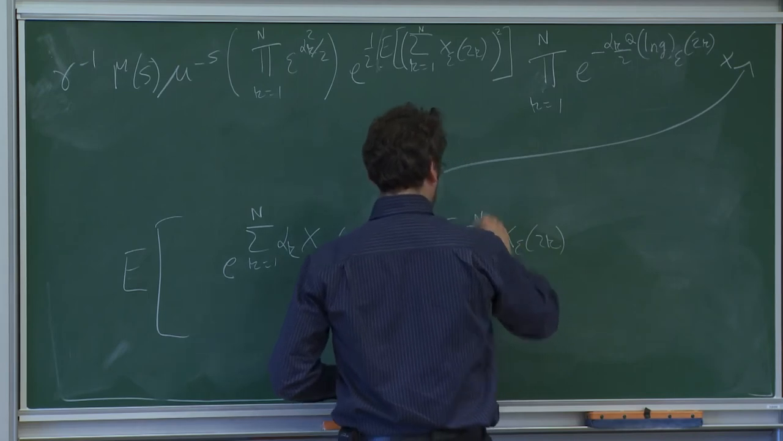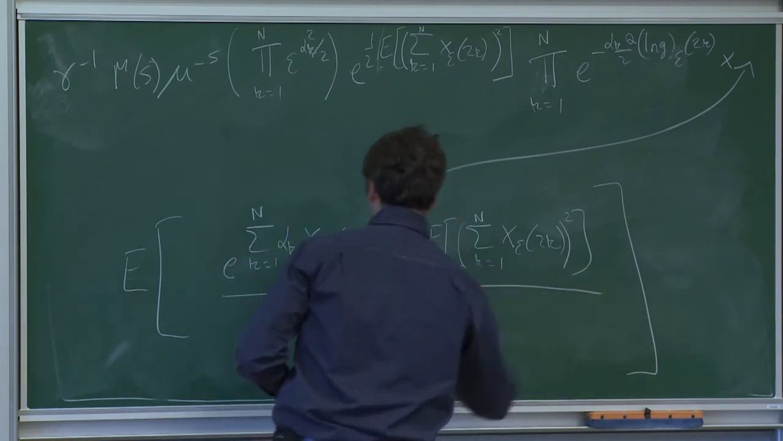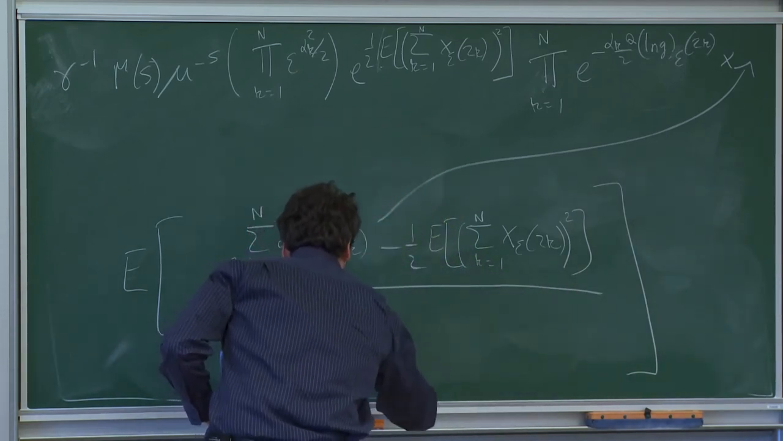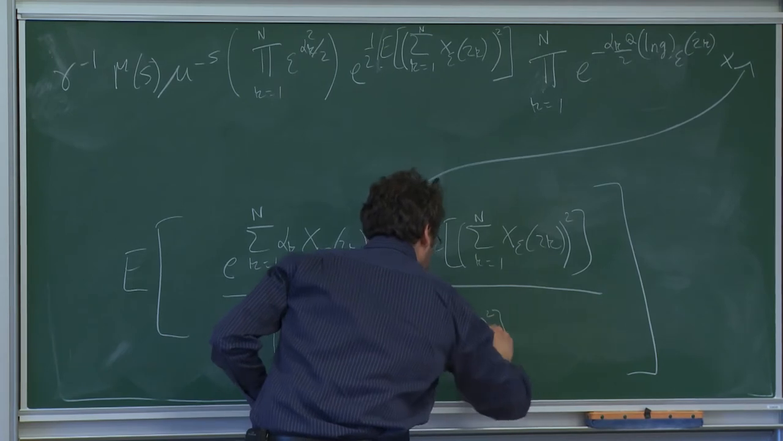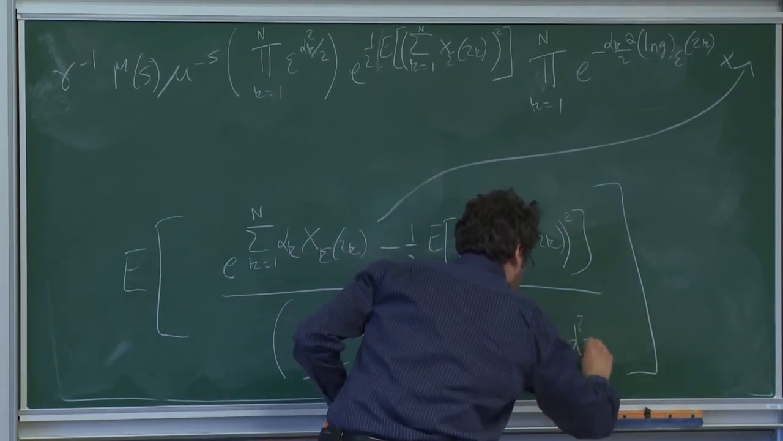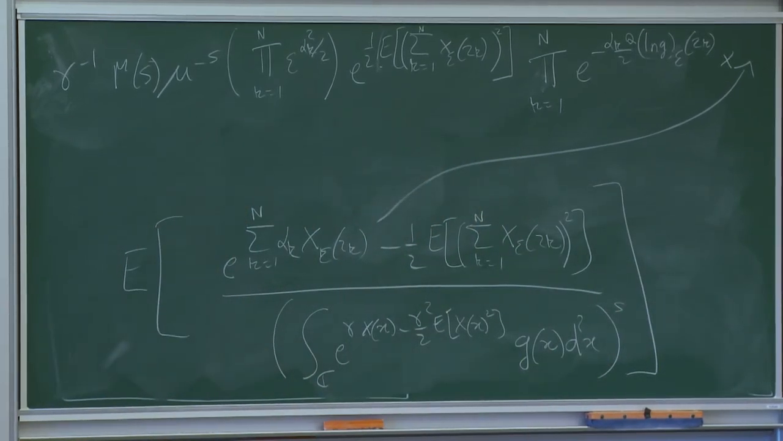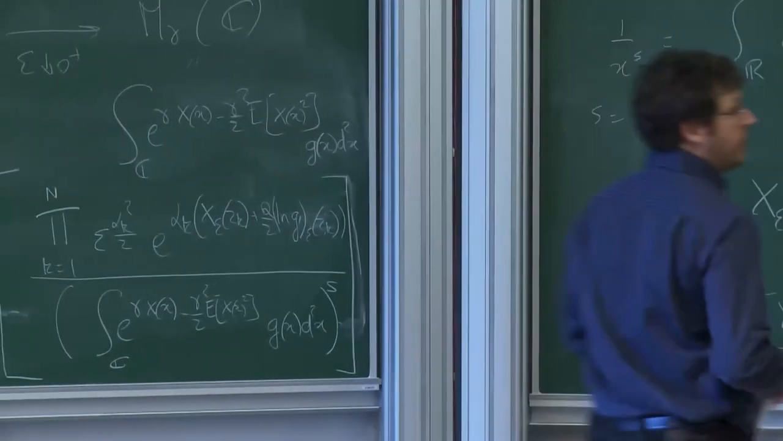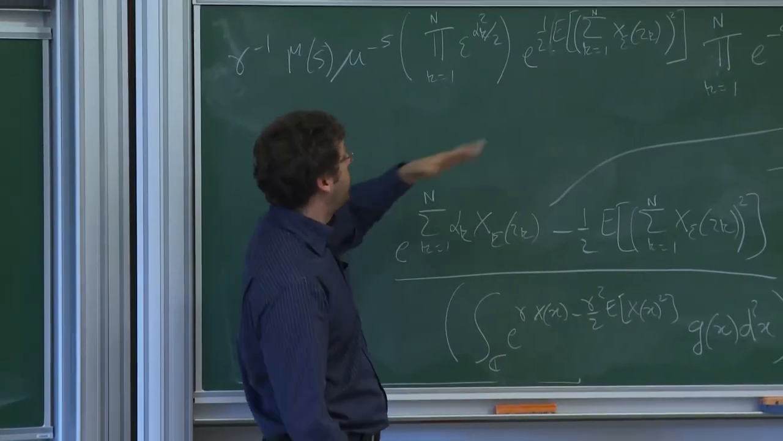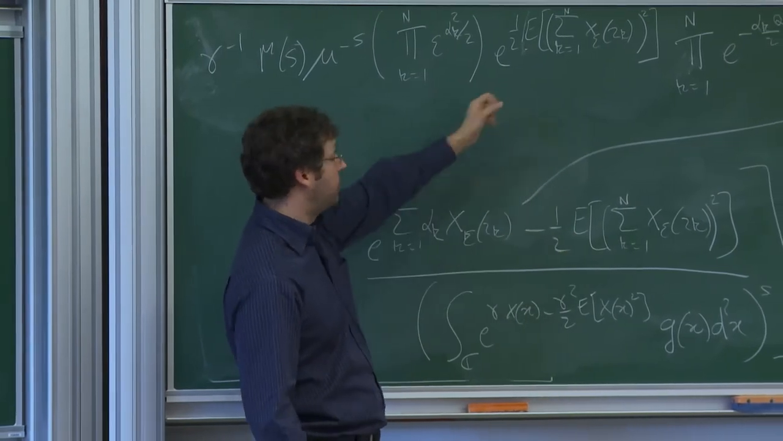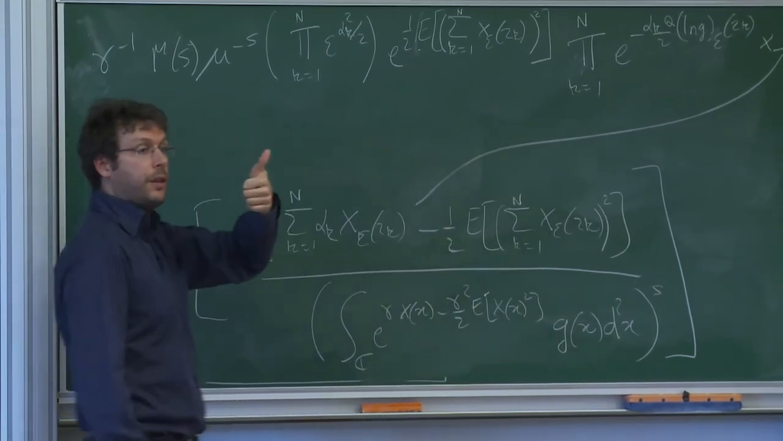So Girsanov's theorem, divided by exponential gamma X to the power s. Okay, so I did nothing here. I just rewrote what I get here. Exactly the same thing, except that I multiplied and I divided, if you want. I added this guy on the left and I subtracted it here. So this times this is 1. So I'm doing nothing, right?